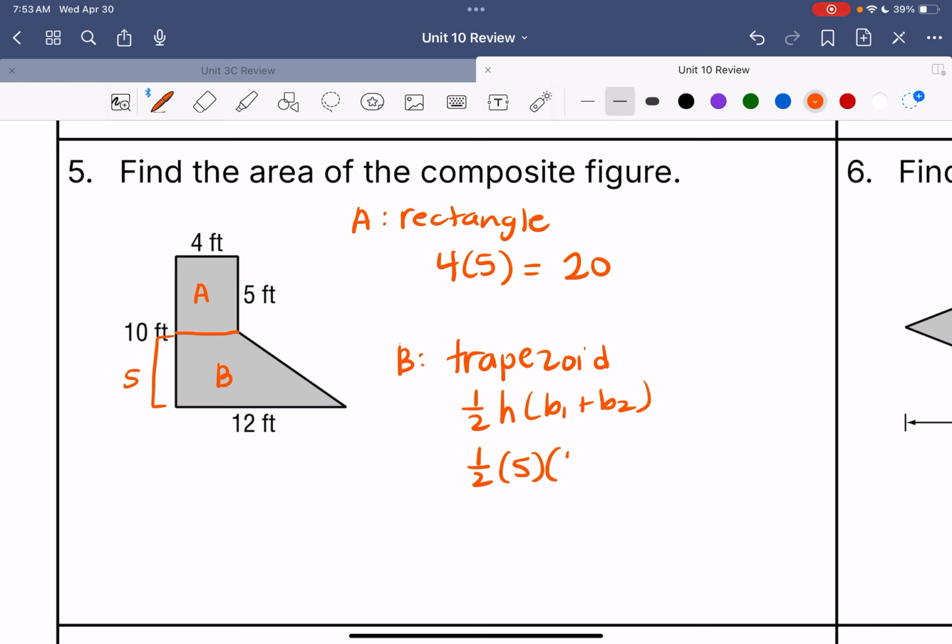Okay, and then now our bases. I know 12 because that is on the bottom. But then the other base would be this part, which is going to be 4 because it's the same as the top of that rectangle. Okay, so now let's find out what all of that is. So 1/2 times 5 times parentheses 12 plus 4. And that gives me 40. Okay, so if I want area of the whole thing, I'm just going to do 20 plus 40, the area of the two pieces, which gives me 60. And they're measuring in square feet.